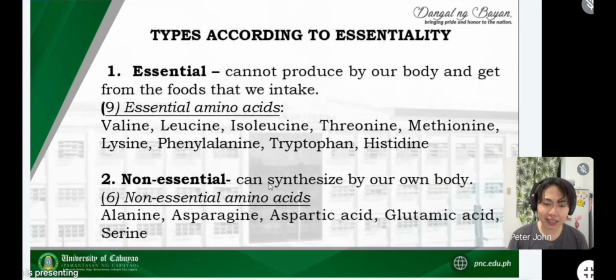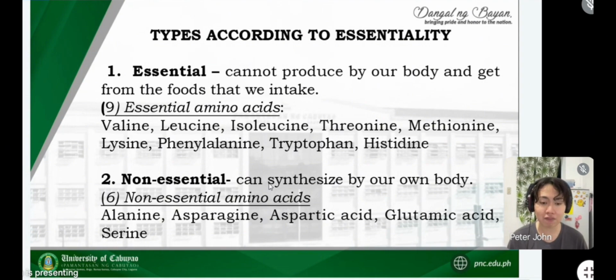So, pag sinabi natin essential, cannot be produced by our body and gets from the foods that we intake. Sila yung mga amino acid na nakukuha natin sa kinakain natin kasi nga hindi kayang i-produce ng katawan natin. So, those are the 9 amino acids. We have the valine, lysine, isoleucine, threonine, methionine, leucine, phenylalanine, tryptophan, and histidine. As long as ang tatandaan nyo lang dito, essential, hindi siya kayang i-produce ng katawan natin. So, our body needs to eat in order to get that amino acid.